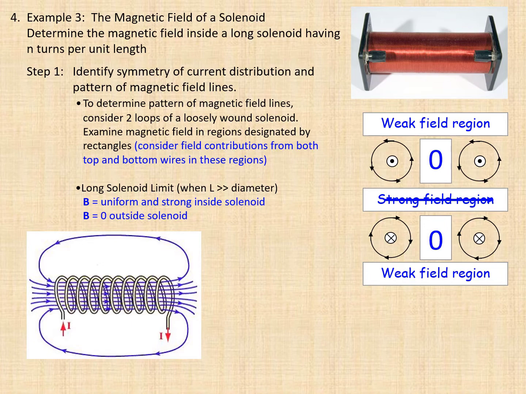When we look at the field in the region outside of the solenoid, in that long solenoid limit, the field becomes extremely weak, and it approaches zero.